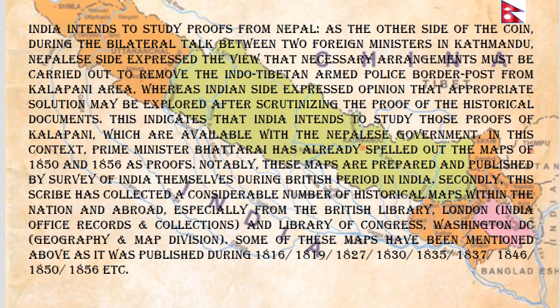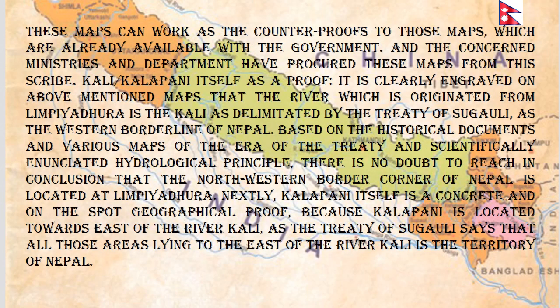Secondly, this scribe has collected a considerable number of historical maps within the nation and abroad, especially from the British Library, London, India Office Records and Collections, and the Library of Congress, Washington, D.C., Geography and Map Division. Some of these maps were published in 1816, 1827, 1835, 1837, 1846, 1850, 1856, etc. These maps can work as counter-proofs to those maps already available with the government. And the concerned ministries and departments have procured these maps from this scribe.